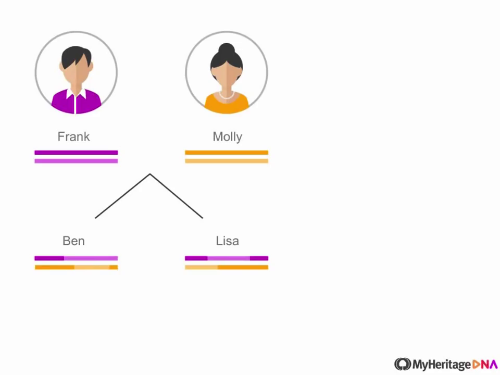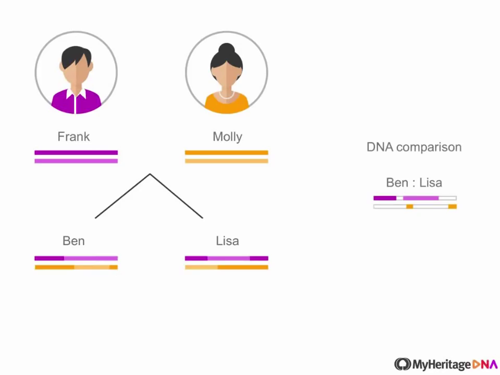Now you can see that the first pair, Ben inherited a little of the more darker purple, but more of that brighter purple from his father, Frank. From his mother, Molly, he inherited more of the darker orange than the light one. And Lisa is kind of the opposite. And that's how their DNA structure is built. That's how they inherited those chromosomes from their parents.